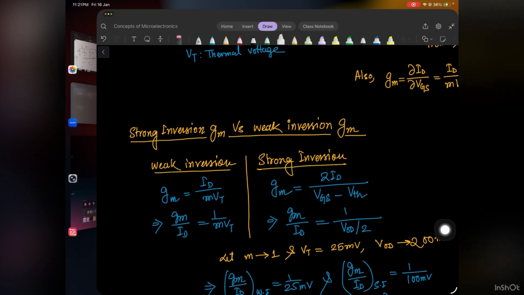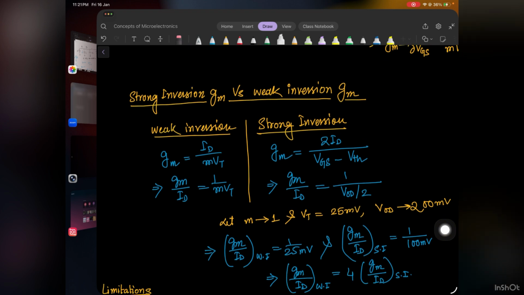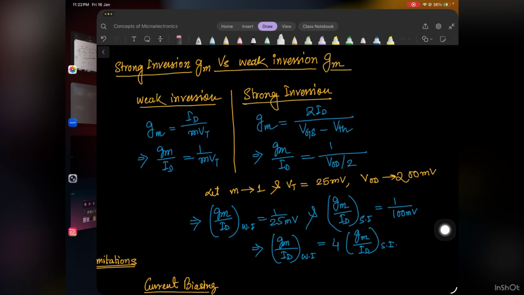Now quickly compare the strong inversion gm and the weak inversion gm. In strong inversion, gm is basically, let's say, 2ID by VGS minus VTH. Instead of gm, you can also consider gm by ID, which is also a very good metric. It tells you exactly what gm you get for a given ID current. So gm by ID here is basically 2 over VGS minus VTH, which is 2 over VOD. Here it is 1 over M times VT.